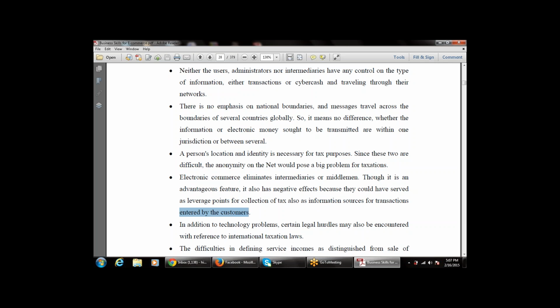Because if you are dealing with e-commerce, and I am dealing with e-commerce, there is a C2C transaction, for example. You sell the goods to me directly, and I make the payment and pass the feedback acknowledgement to you directly. There is no requirement of a middleman or intermediary in transactions made on e-commerce. Next point says, in addition to technology problems, certain legal hurdles may also be encountered with reference to international taxation laws.